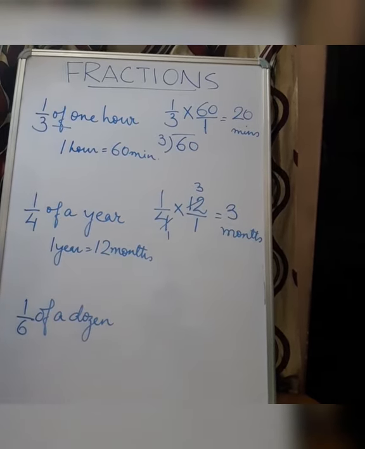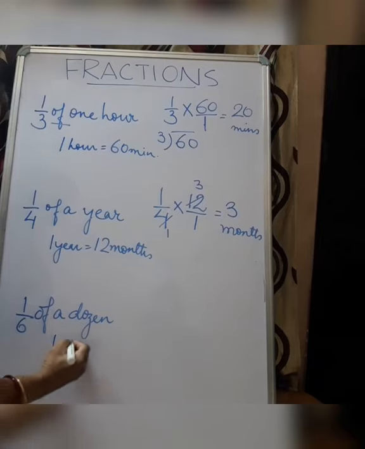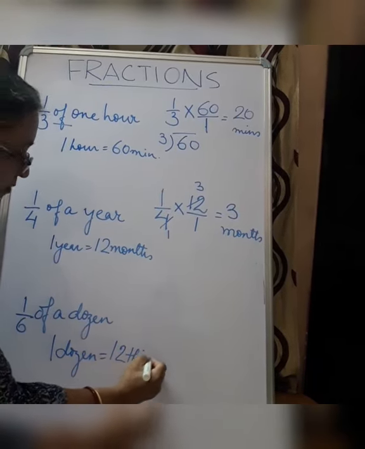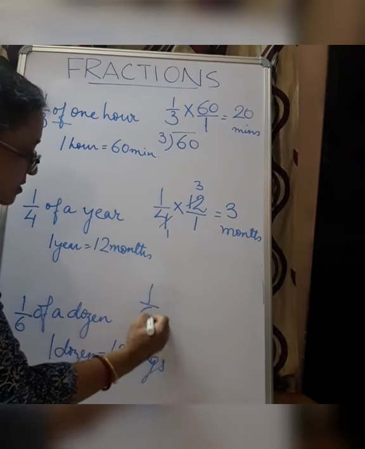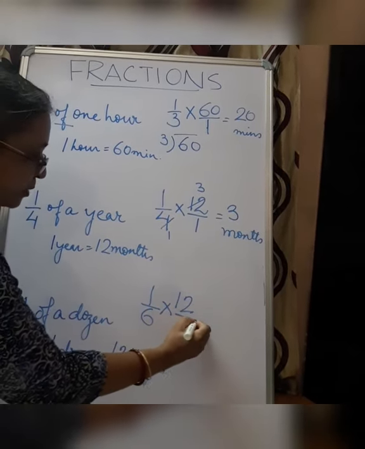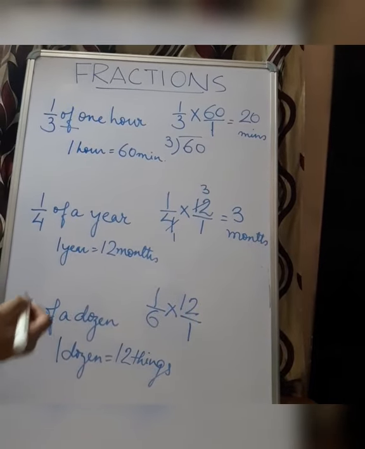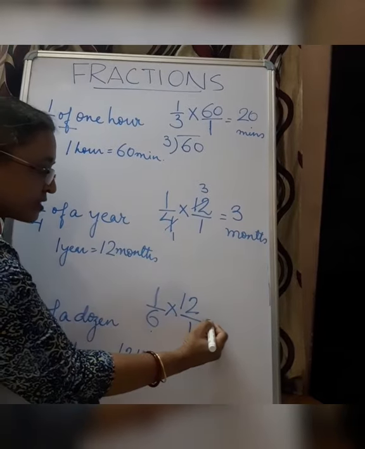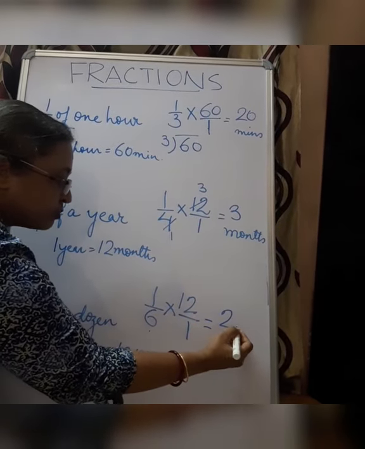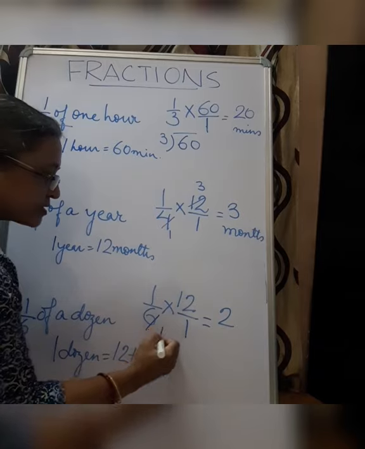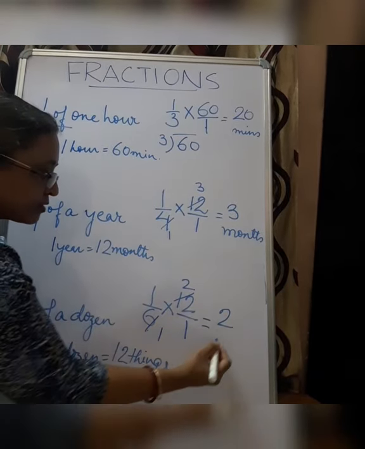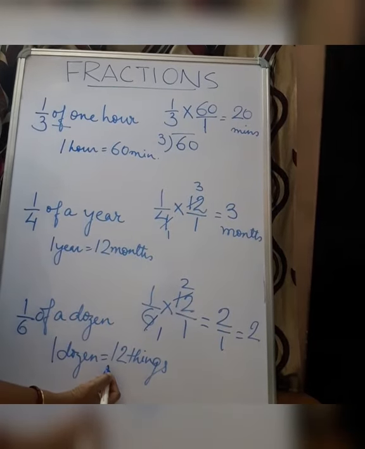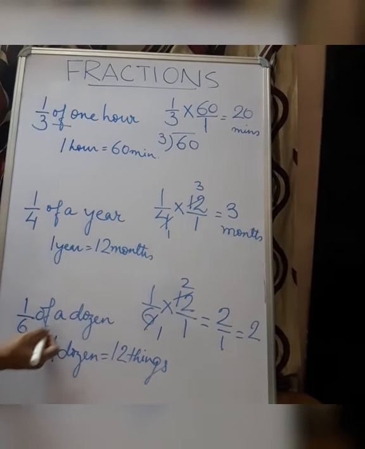Now 1/6 of a dozen. 1 dozen represents 12 things. So 1/6 of 12, again we are putting denominator as 1 because 12 is a whole number, and then dividing by 6. Dividing 12 by 6, we get 2. 6 ones are 6 and 6 twos are 12. 2 by 1, that is 2. So 2 things is 1/6 of a dozen.